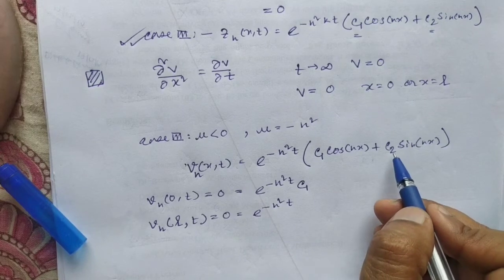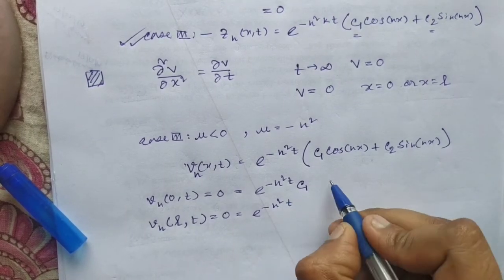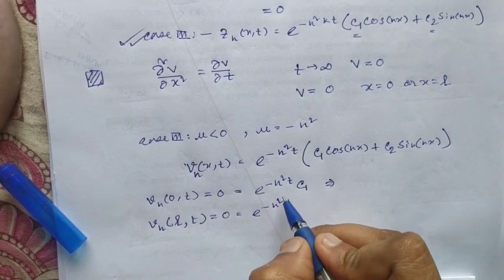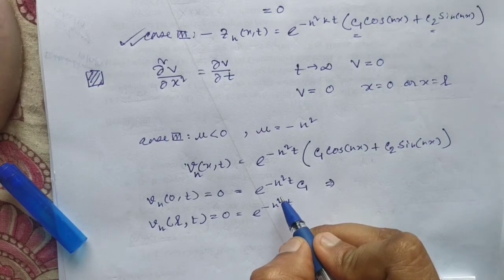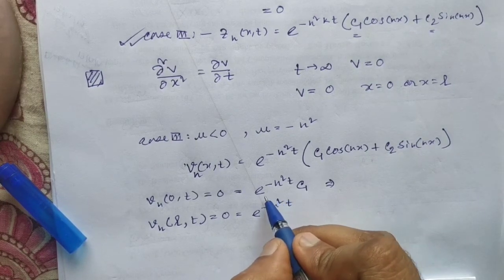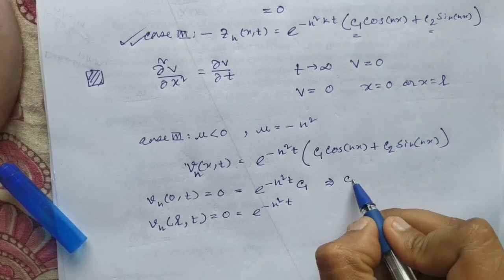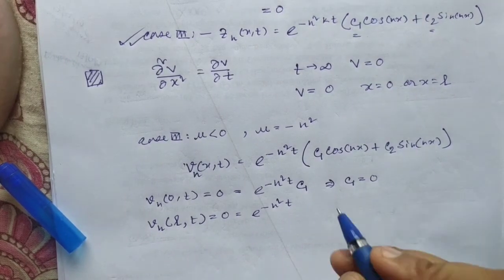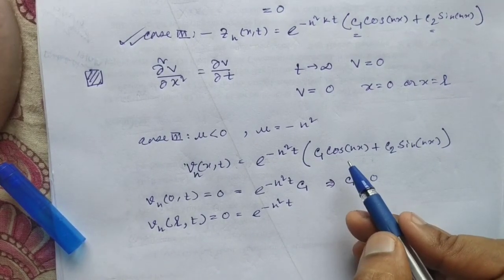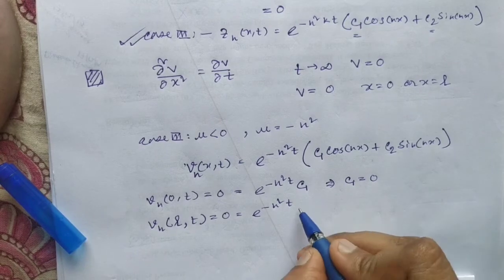See, already this part was 0, because e to the power minus n square t cannot be equal to 0, right? Always it is not 0. So whenever you are writing such things, C1 should be equal to 0. So this part has been dropped. So this part is only there.